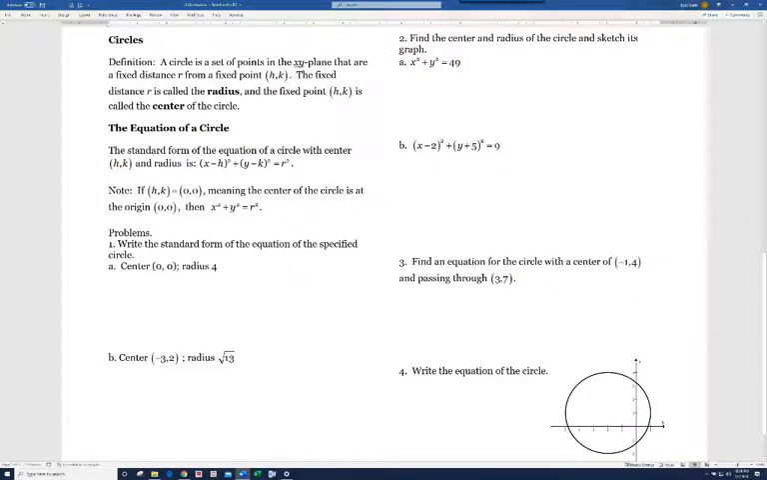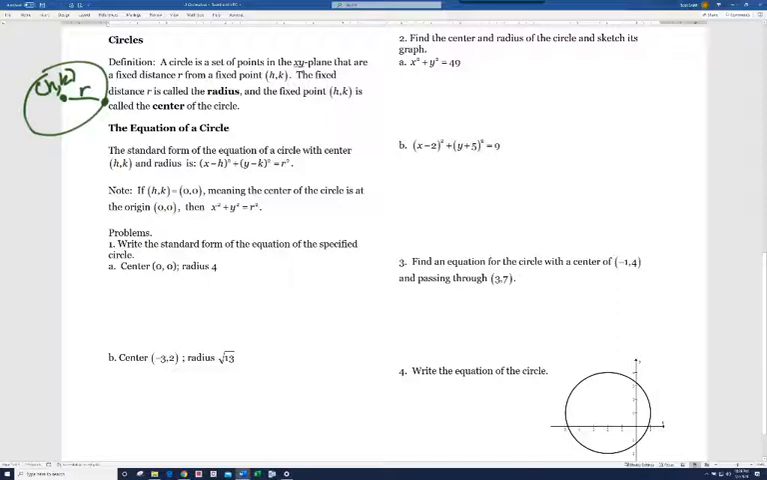So for circles here, it says the definition: a circle is a set of points in the xy plane that are a fixed distance r from a fixed point (h, k). If you wanted a picture of that, it'd look something like this. We're basically saying each of these points on the graph of that circle is the same distance from the center, which we're calling (h, k). So (h, k) is the center, and we said r is the radius.